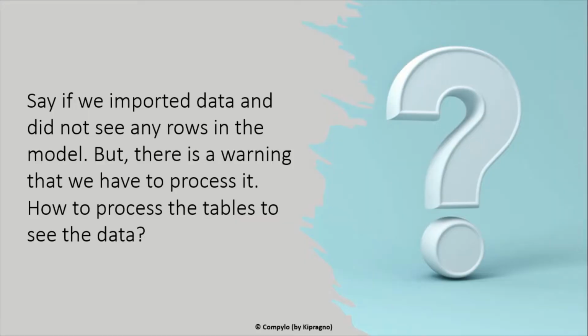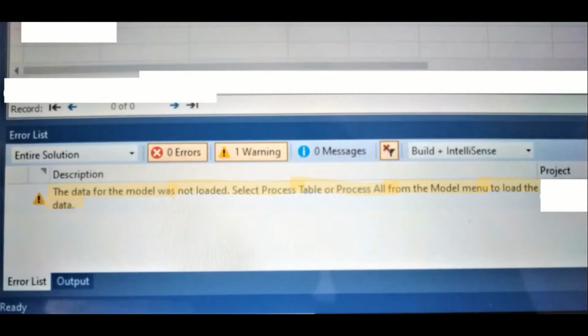Say if we imported data and did not see any rows in the model, but there is a warning that we have to process it. How to process the tables to see the data? Now, you will see this kind of warning which says the data for the model was not loaded. Select process table or process all from the model menu to load the data.